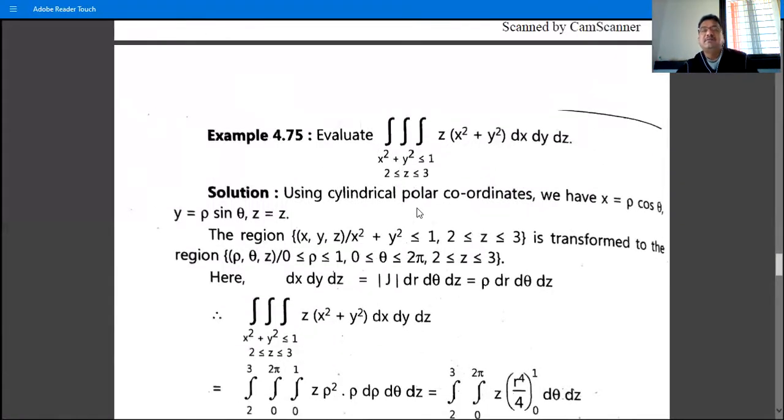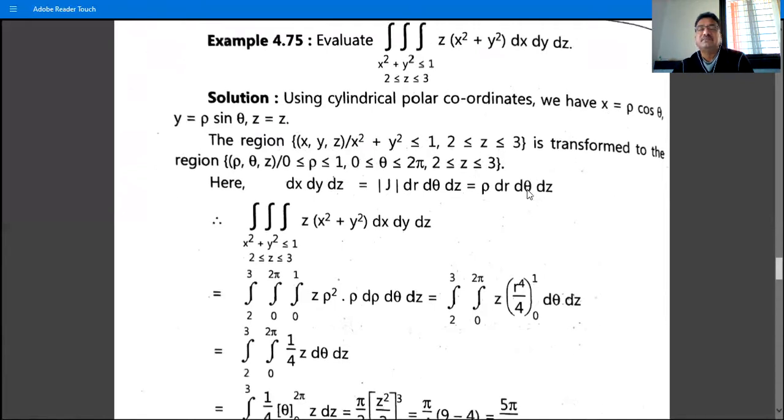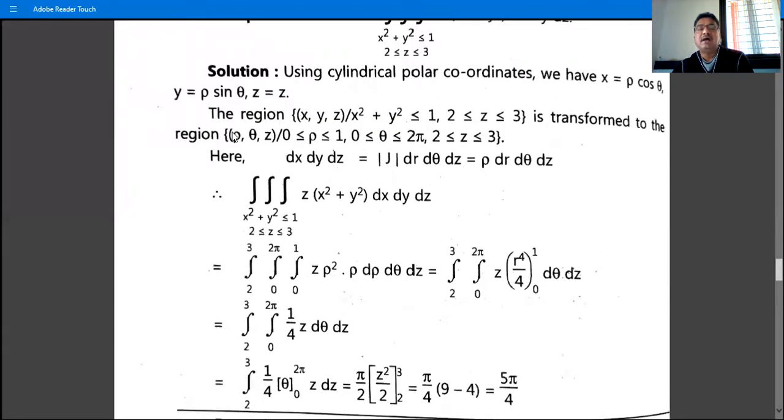So this is another problem on cylindrical polar coordinates. Using cylindrical polar coordinates, we have to solve this triple integration, where x is r cos theta, y is r sin theta, and z is equal to z. The region is x, y, z such that x square plus y square is less than or equal to 1, and z runs from 2 to 3. Transform to the new notation, rho theta phi or r theta z. What is the limit of r? 0 to 1, because x square plus y square equal to 1 is a circle with radius 1, so 0 to 1.